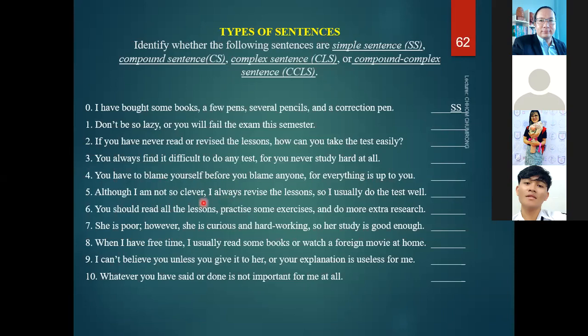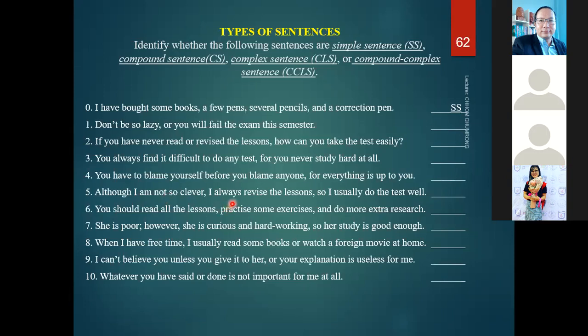Chun Sapani. Sapani number five. Yes, teacher. Number five. What sentence? Simple sentence mà bên anh. Although I am not so clever cái này. Chị ấy nè. DC mùi.